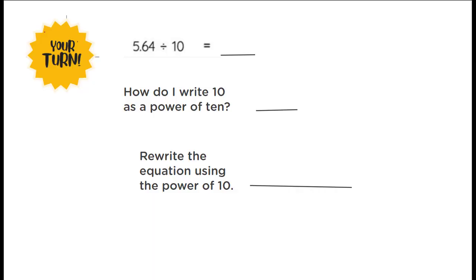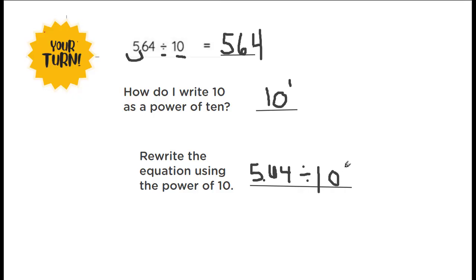All right, next one. 5 and 64 hundredths divided by 10. Turn off your video, solve the problem, and come back. We are dividing. That means my number is getting smaller. That means I go to the left. I have 1 zero, and I just move it to the left one place, and it becomes 564. We have a 10 again. We just leave it alone, just like the last problem. You can write 10 to the first if you want to. If that helps remind you, that is fine. Rewrite the equation using the power of 10, and it would stay the same. You should have written down the exact same equation. You can put the 1 up there if you want to. You don't have to.